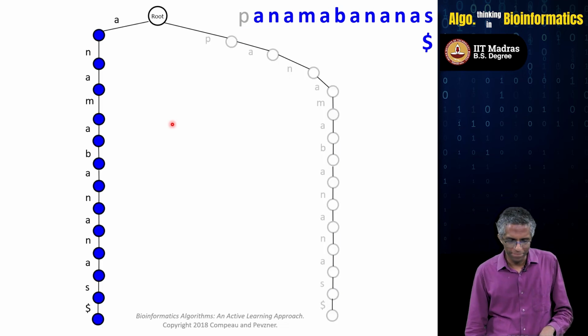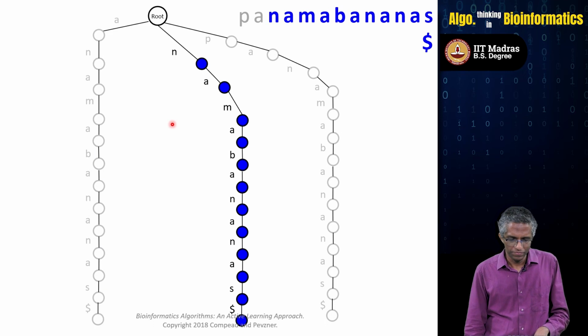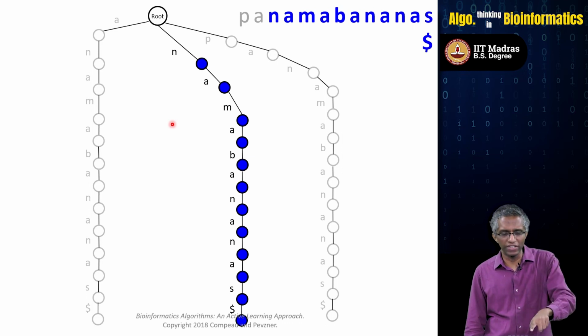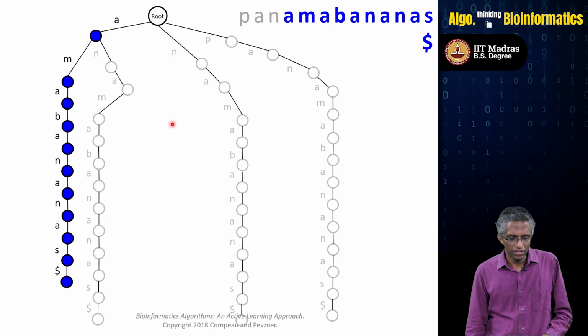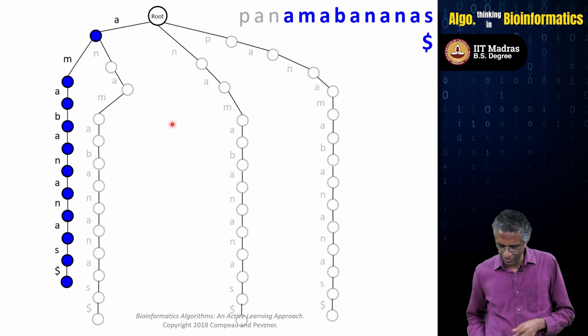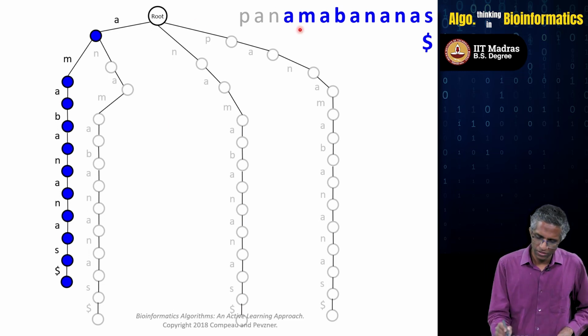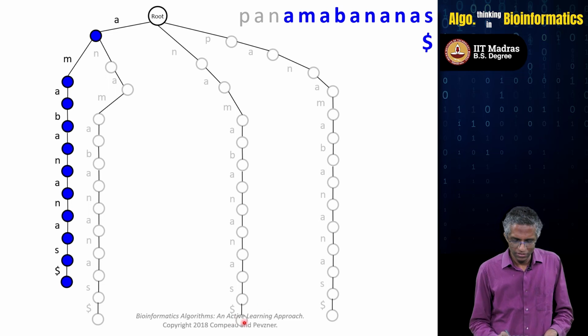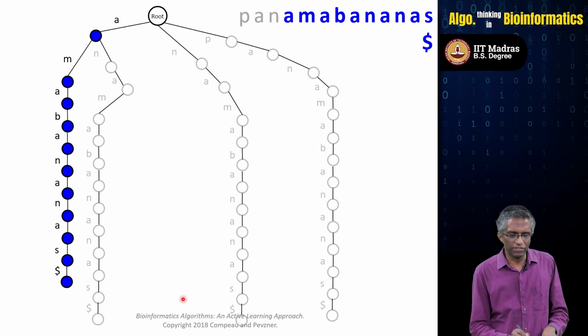The next is going to be Nama bananas. Then it's going to be Ama bananas. But for this next suffix Ama bananas, it's not going to be a separate branch. The A is going to be shared, right? So you have A which is shared here. This is Ama bananas, and a dollar is like a special symbol that you add just so that all the leaves have this special symbol.